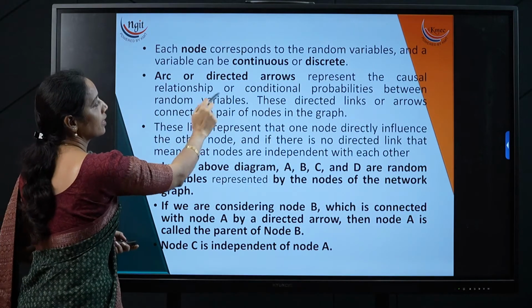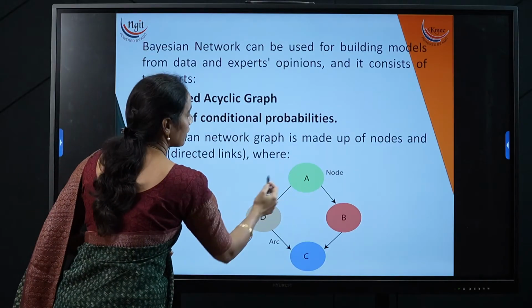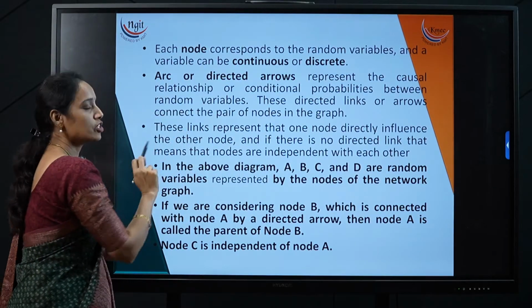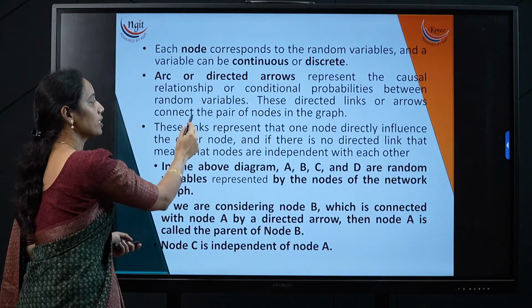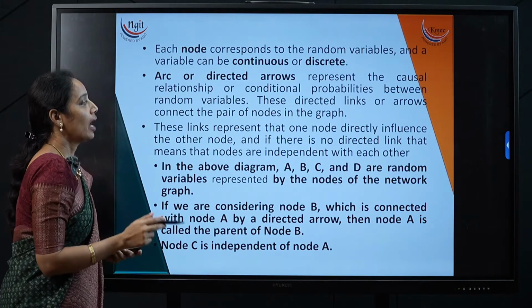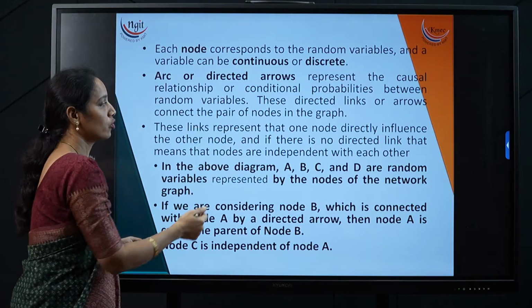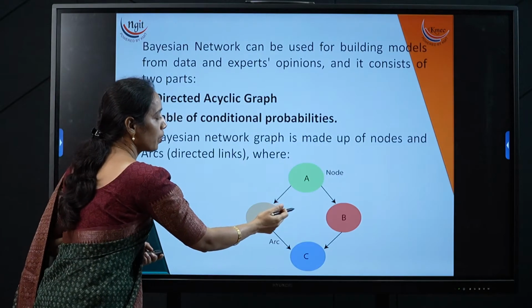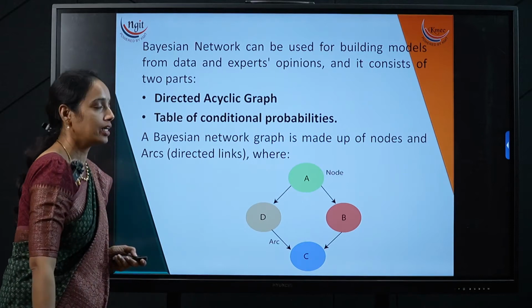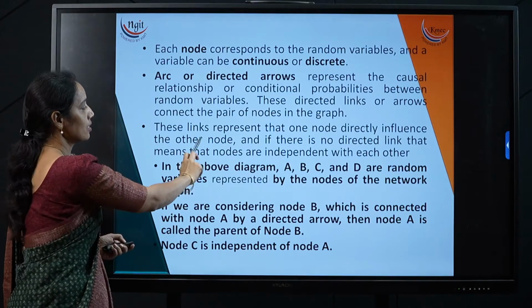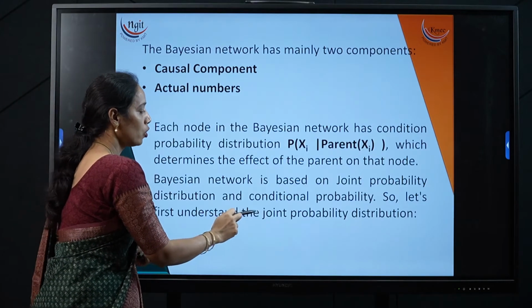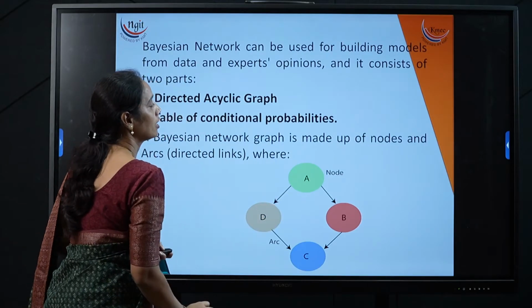And these arcs are directed arrows. They represent the causal relationship or conditional probabilities between the random variables. These directed links or arrows connect pairs of nodes in the graph. How we pair these two nodes is with the help of these directed links. These links represent that one node directly influences the other node.